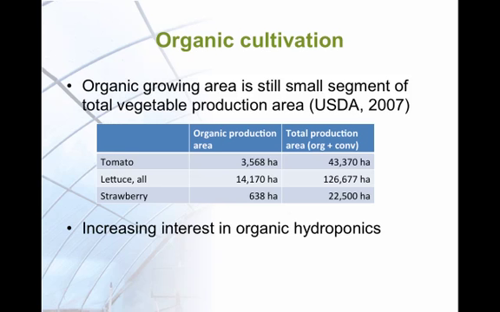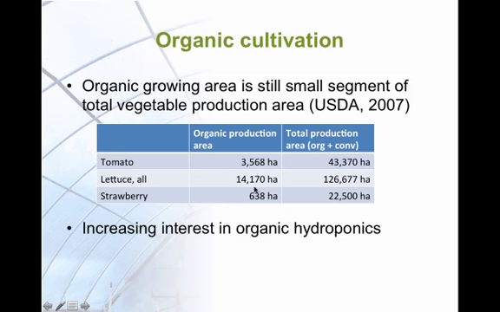Another interesting area of greenhouse vegetable production is organic cultivation. Organic growing area is still small segment of total vegetable production area. Compared to total production, for example, tomato, 43,000 hectare, the organic production area is only 3,600 hectares. So the ratio is less than 10%.